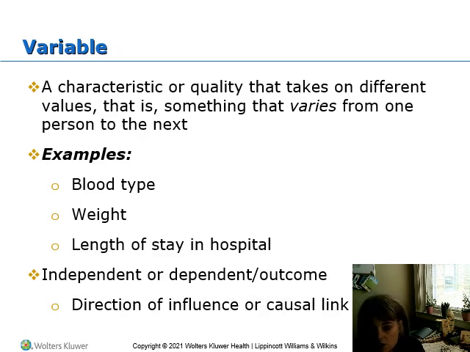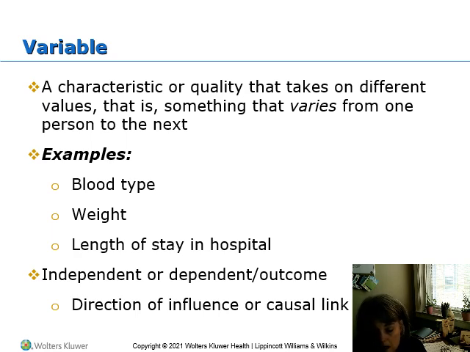And this is just the definition yet again: a characteristic or quality that takes on different values, something that varies from one person to the next. So examples are blood type, weight, length of stay in the hospital. It may include things like patient satisfaction or hospital-acquired conditions such as infection control rates, falls rates or pressure injury rates. So that's a variable. And the independent or dependent outcome is the direction of influence or a causal link.